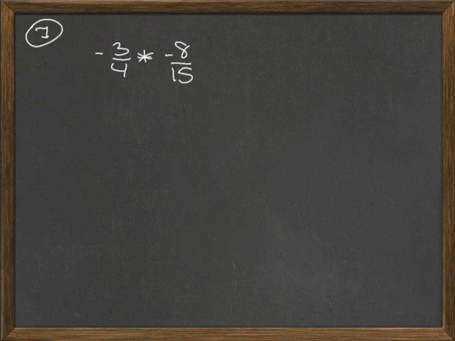All right, number 7. So notice I have two negative numbers. Remember, a negative number times a negative number is a positive number. Therefore, my final answer must be positive. Keep that in mind. Another thing to think about is that we can reduce and then multiply. 3 divided by 3 is 1. 15 divided by 3 is 5. I can also reduce the 4 and the 8. 8 divided by 4 is 2. 4 divided by 4 is 1.